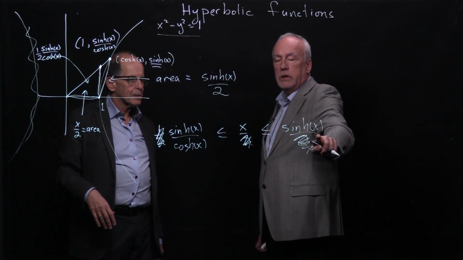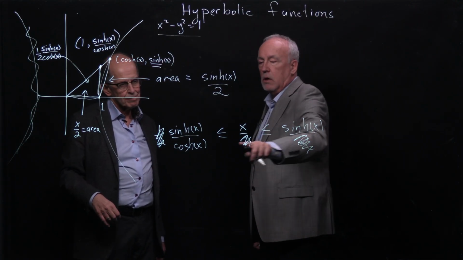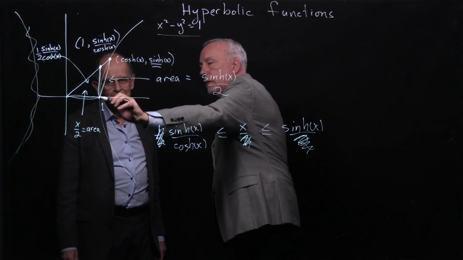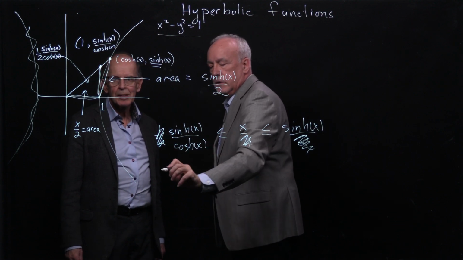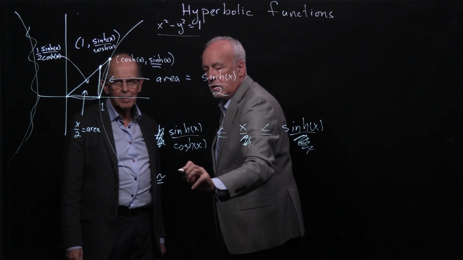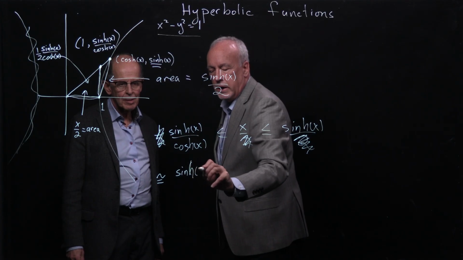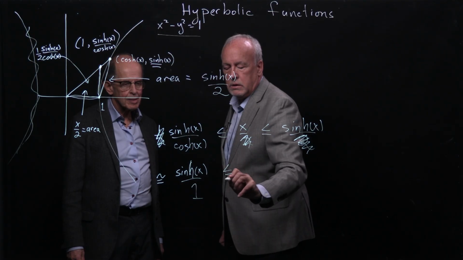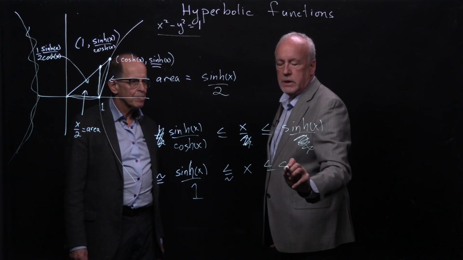Remember, we're trying to find a linear approximation for sinh x, for x being small. Cosh x, when the area is 0, we're going to be at this point, so cosh would be 1. So this is very close to 1. It's a very good approximation to say this is approximately sinh x divided by 1. So it's not quite less than or equal, but pretty close: less than or equal to x, less than or equal to sinh x.